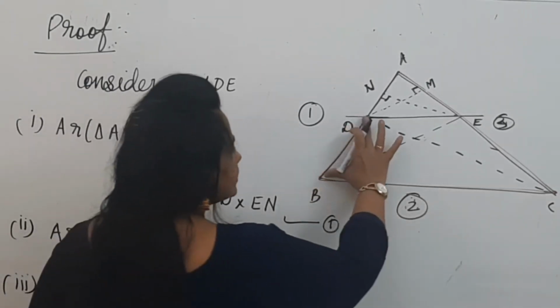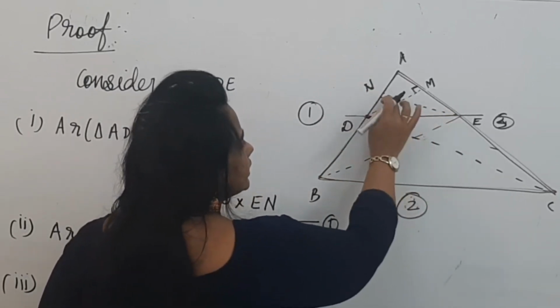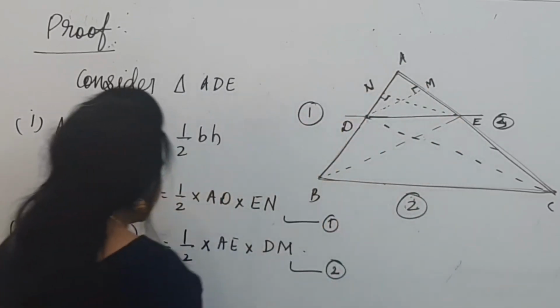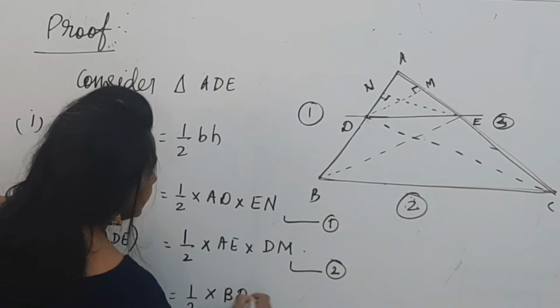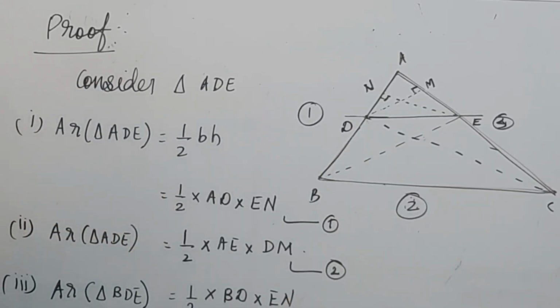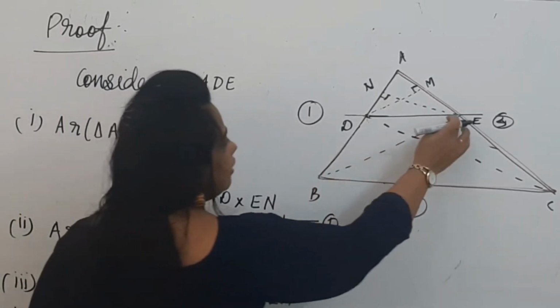If BD is the base and EN is the altitude, see it lies outside. It is extended and it lies outside. So I can have half BD into EN. And in a similar way, I can have my fourth triangle, that is area of BDE I have taken.